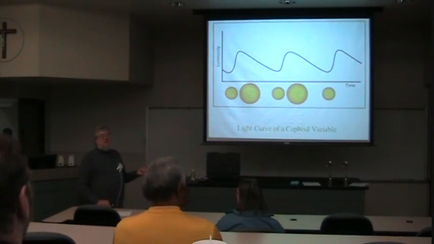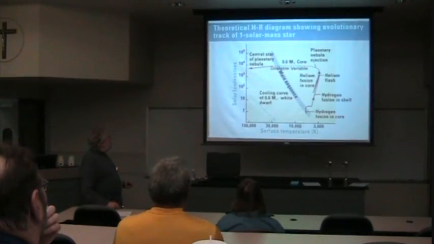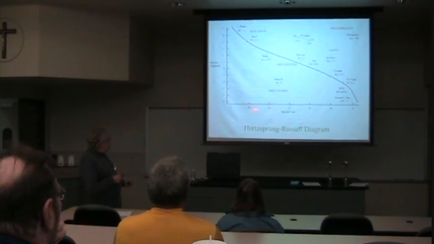Yes? Can you go back to the first Cepheid variables slide? I have one question. It had like the types, like the O, B, A, F, G. What is that exactly? That's the spectral classification. These are the bluer ones over here and the redder ones over here.